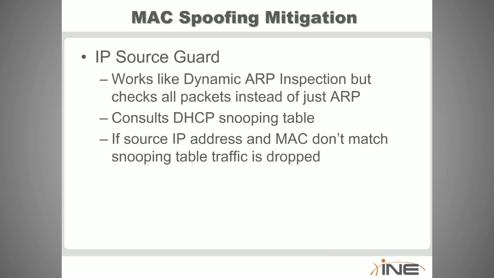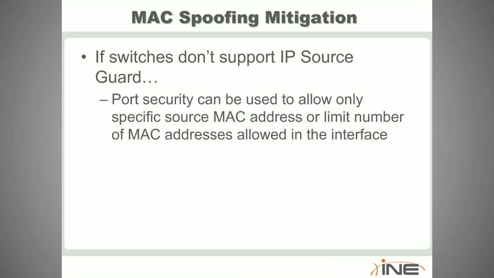Now, in the case that the switches don't support the IP source guard feature, port security is going to give you some minor protection against this. If you know the specific MAC address that is supposed to be on the interface, then you can configure the filter to only accept that particular MAC. Generally, it's a good idea to do some sort of port security limitation to make sure that there's not 10,000 MAC addresses on one individual interface.